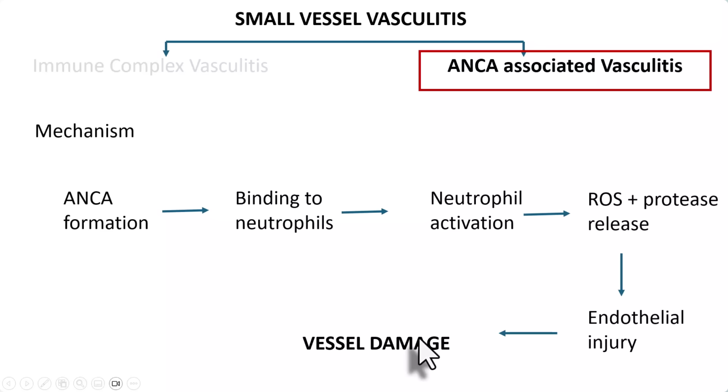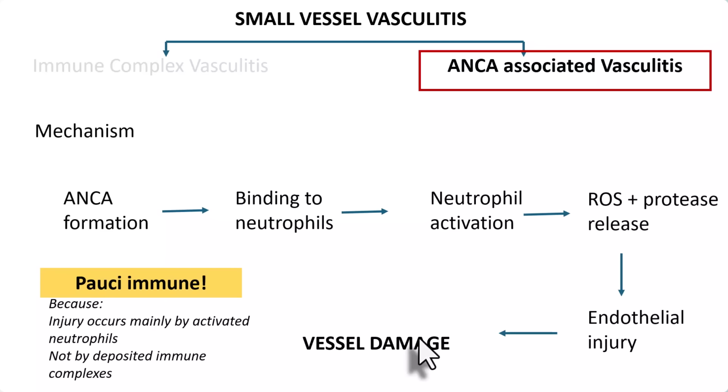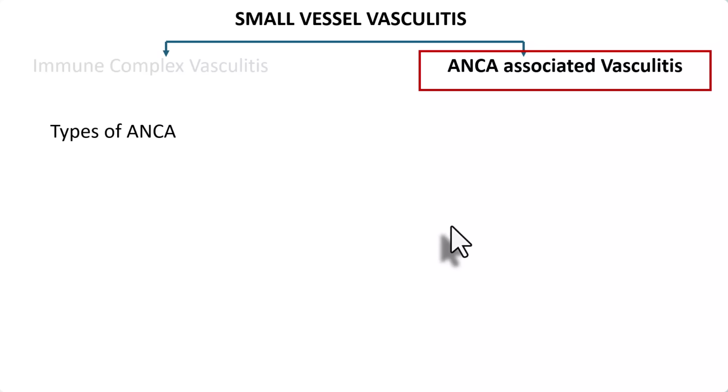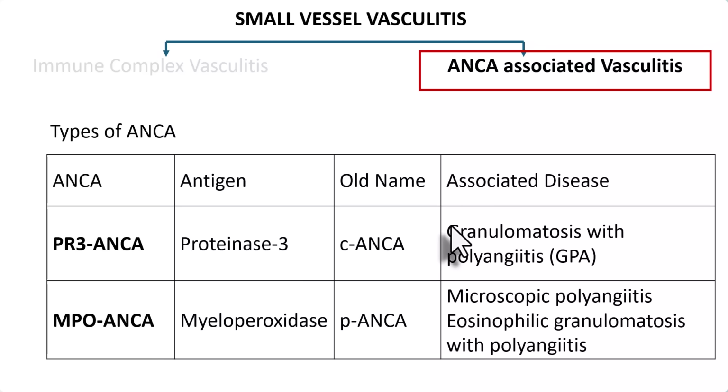So it is called Pauci-immune vasculitis because the injury occurs mainly by the activated neutrophils and it is not by the deposited immune complexes, unlike what you saw in immune complex vasculitis. I hope you understood the concept between immune complex vasculitis and ANCA-associated vasculitis. Let's look into the types of anti-neutrophilic cytoplasmic antibodies.